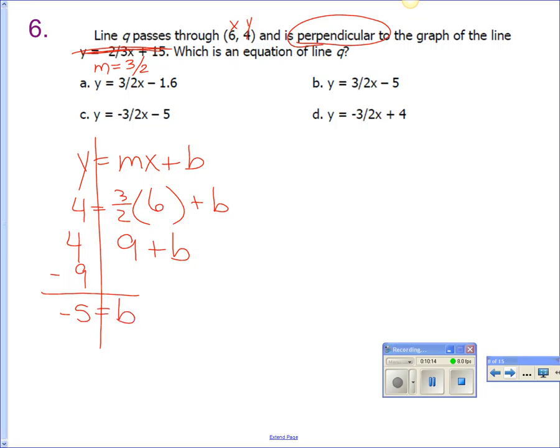Okay. Let's see. Levi, look at your answer choices up here. What would be the answer? B. It's got to be positive 3 over 2. Okay. Any questions?